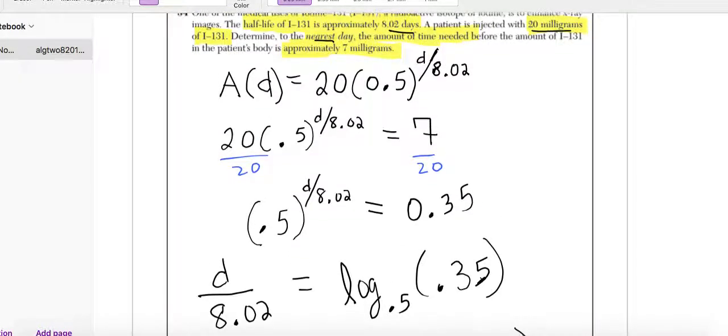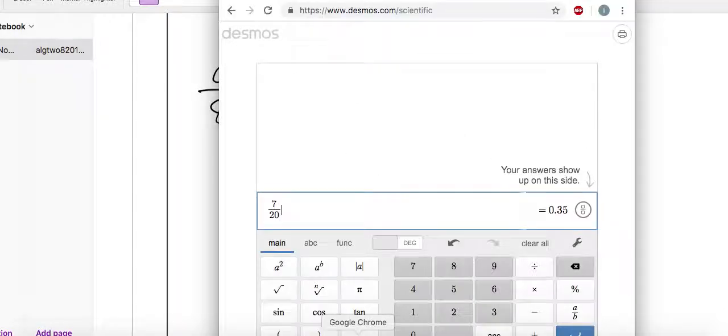And remember they said to find to the nearest day the amount of time? So I'm going to just put this in the calculator now.